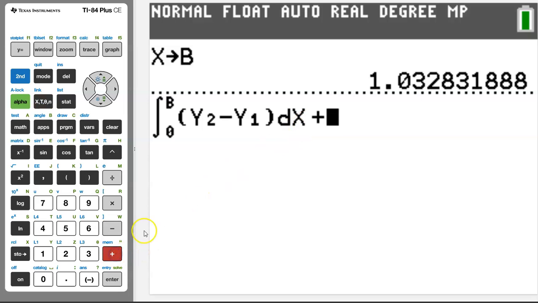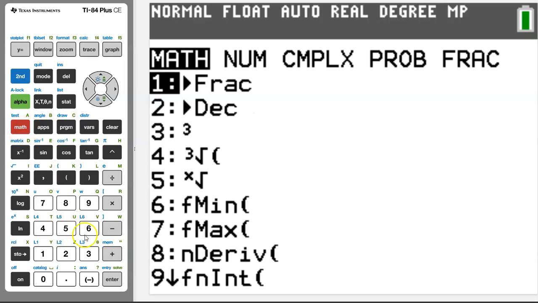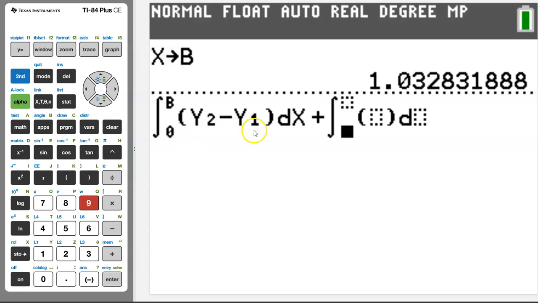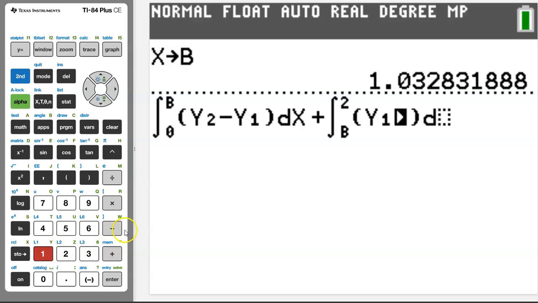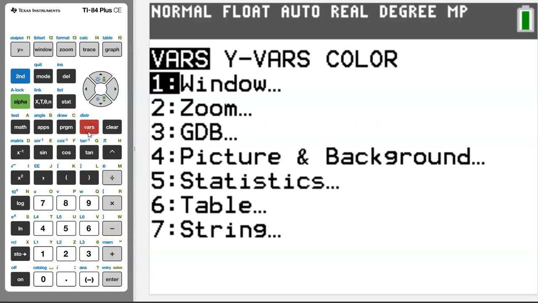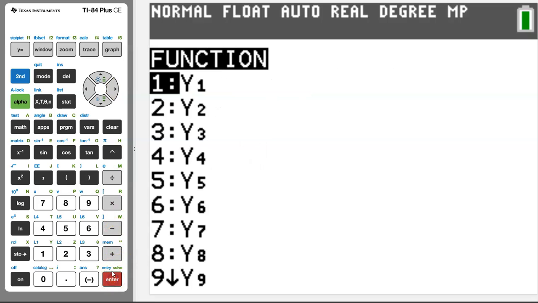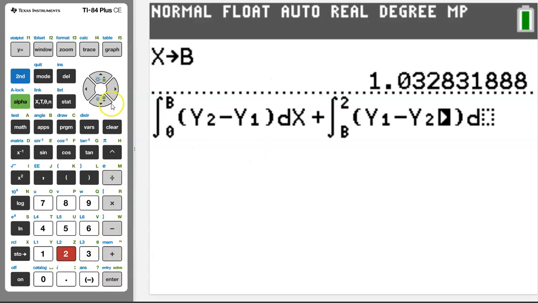Okay, I'll just finish that out with a dx. And this is the sum. So I'm going to put a plus and repeat. So math 9. This time I'm integrating from b to 2. So I'm going to do that alpha b and the 2. And this time I'm doing f minus g. So this will be y1 minus y2. So again, vars, y-vars, enter, y1, minus vars, y-vars, enter, y2. And that's it, people.